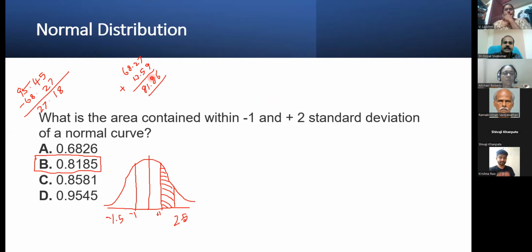So that's what I did. See here, 68.27. And then I found out the difference between 95.45 and 68.27. That is 27.18. Half of which I have added. So what is the answer? 81.86. Can you see a closer answer here? 0.8185.